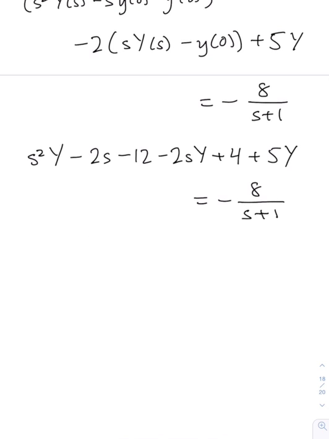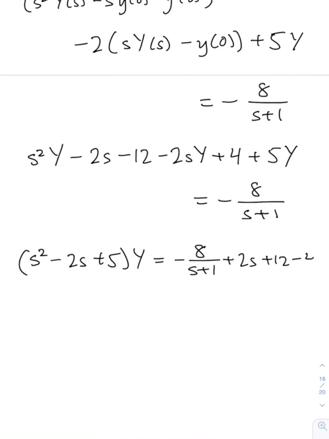Now let's solve this thing for capital Y. So let's collect all the capital Y terms, and I have s squared minus 2s plus 5 times capital Y is equal to, and we'll put everything on the other side, negative 8 over s plus 1 plus 2s plus 12 minus 4.